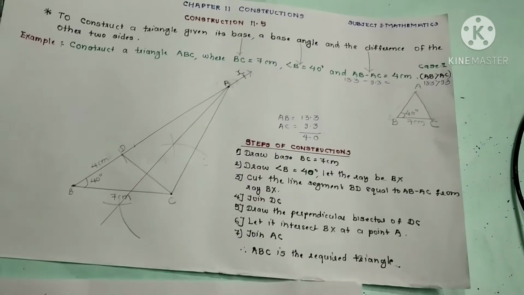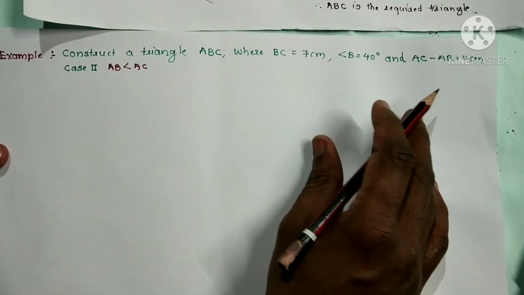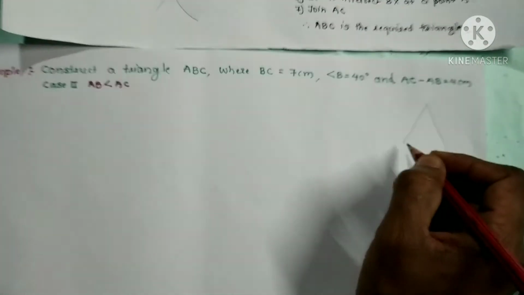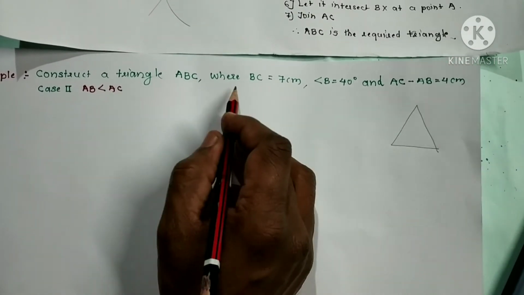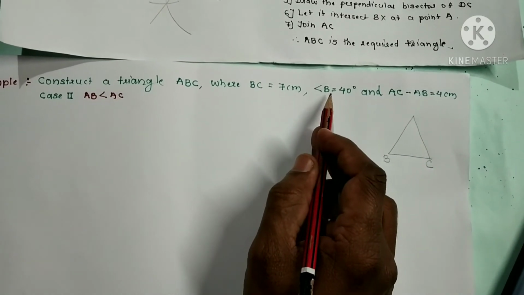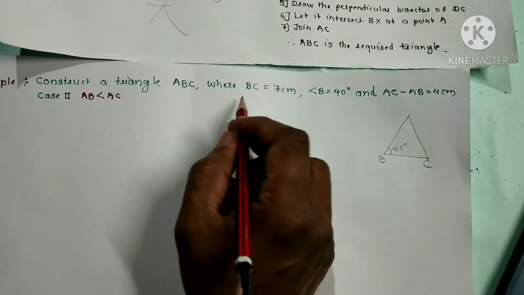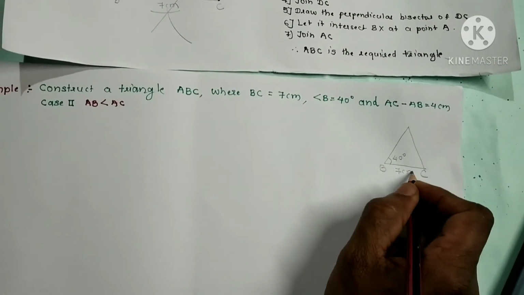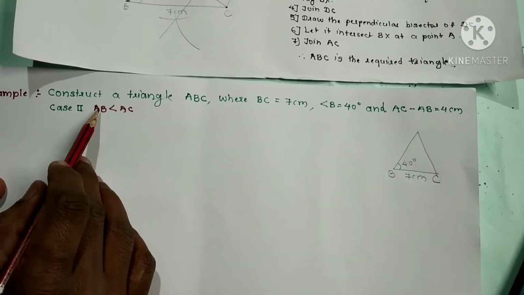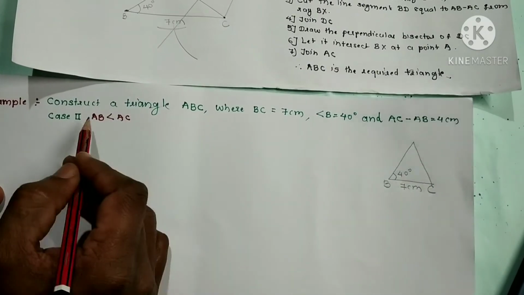Let us learn this second case here. So this is the second case. For this second case, let us draw one rough sketch like this. The base I have taken the same as it is, BC, and angle B is equal to 40 degree. So angle B is equal to 40 degree and the base BC is 7 centimeter. And in the second case, AB is less than AC, means AC is greater than AB.